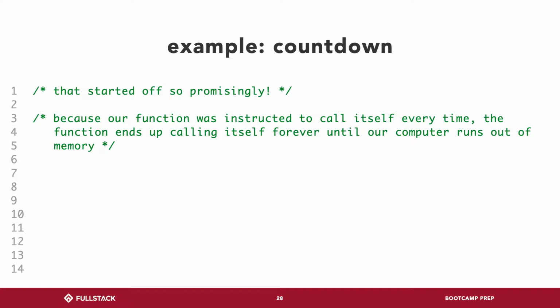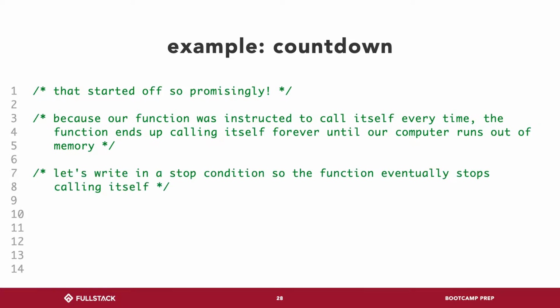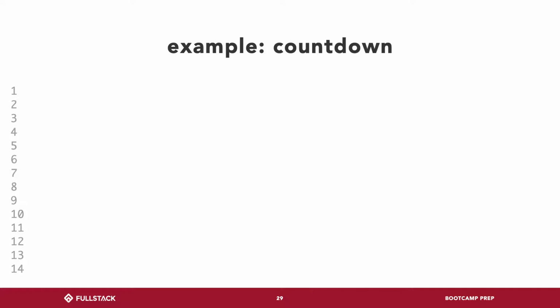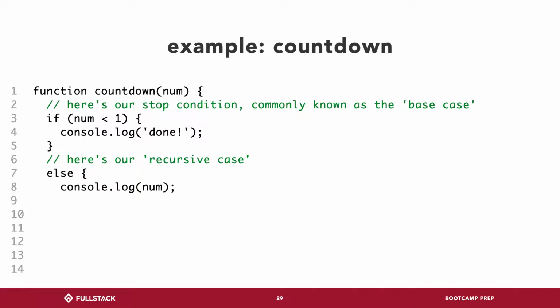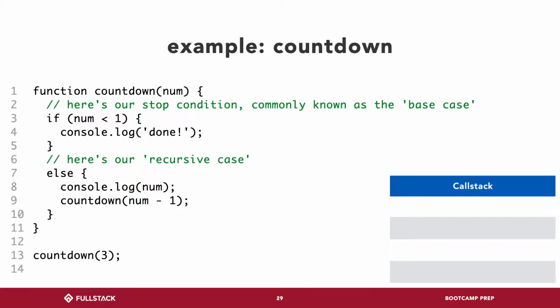That started off so promising. Because our function was instructed to call itself every time, the function ends up calling itself forever until our computer runs out of memory. So let's write in a stop condition so the function eventually stops calling itself. Here's our stop condition, and this is commonly known as the base case, right? And here's our recursive case.